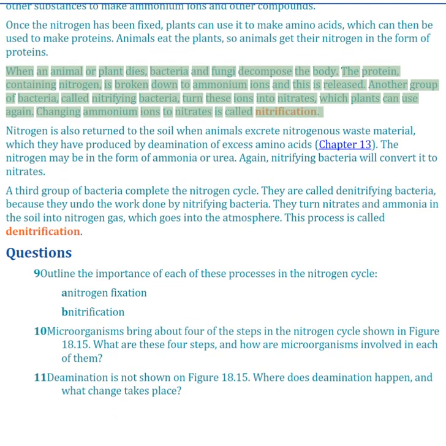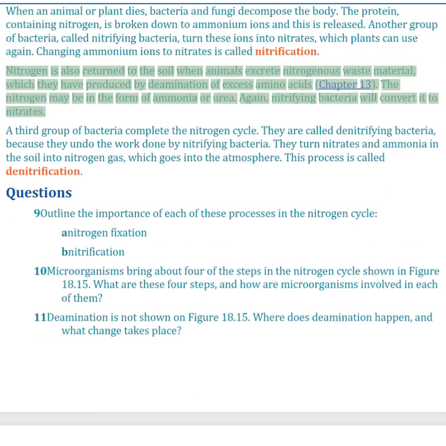When an animal or plant dies, bacteria and fungi decompose the body. The protein, containing nitrogen, is broken down to ammonium ions and this is released. Another group of bacteria, called nitrifying bacteria, turn these ions into nitrates, which plants can use again. Changing ammonium ions to nitrates is called nitrification. Nitrogen is also returned to the soil when animals excrete nitrogenous waste material which they have produced by deamination of excess amino acids. The nitrogen may be in the form of ammonia or urea. Again, nitrifying bacteria will convert it to nitrates.